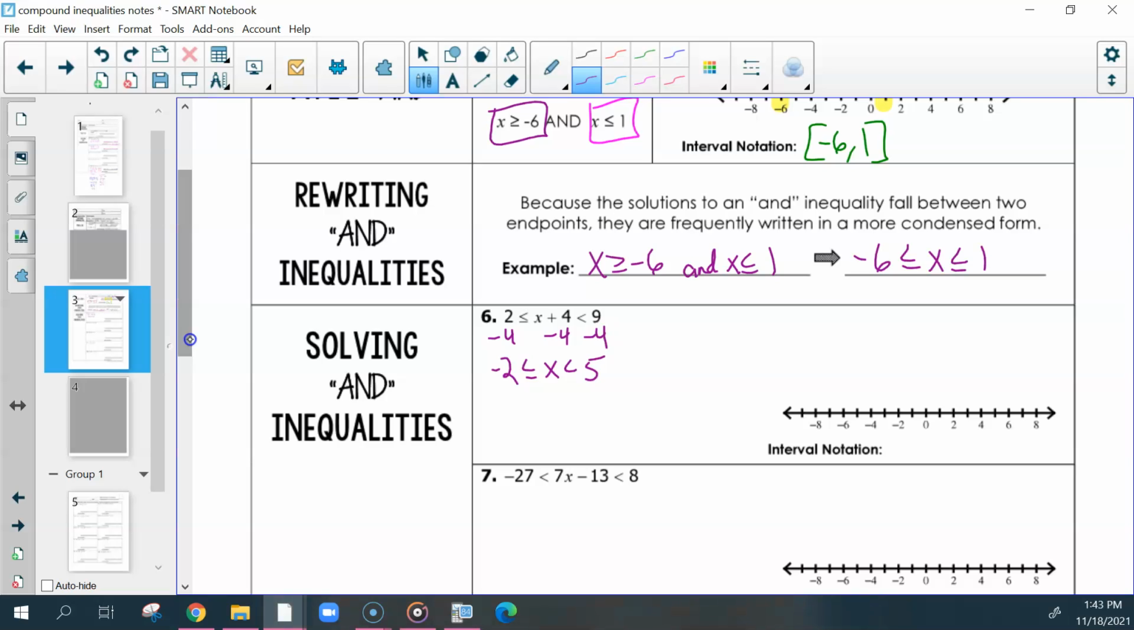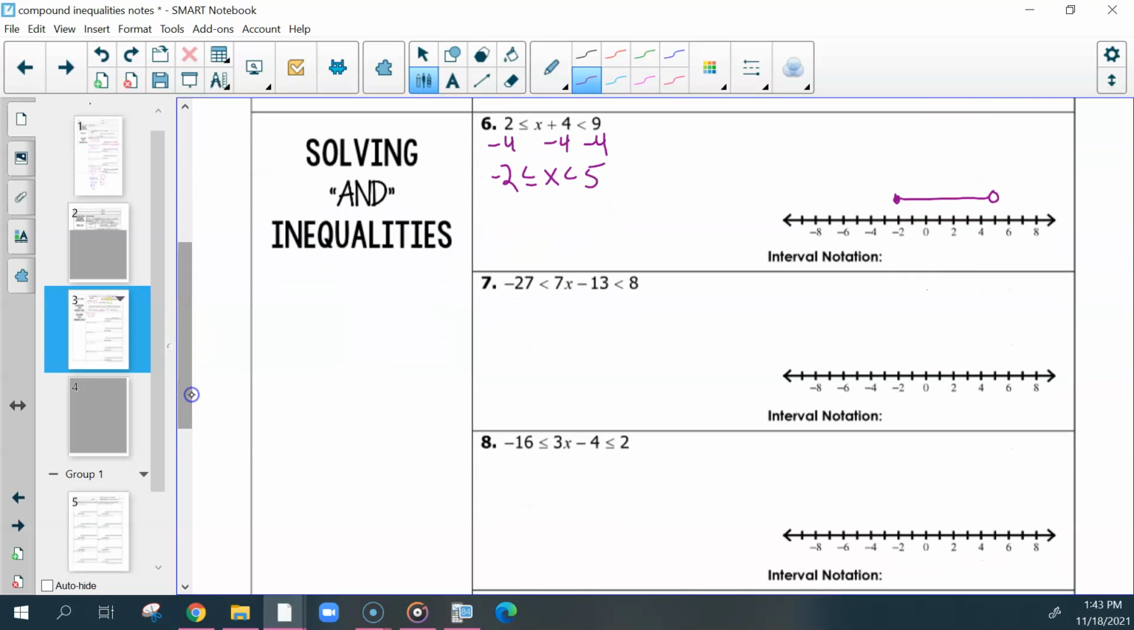What's nice about this is that because it's already in that format, we don't have to draw the arrows and erase the arrows. We can just draw from this to this point. So that would be from -2 with a closed circle to +5 with an open circle, and I would connect those two. Let's do a couple more. And let's do the interval notation first. So from -2 to 5 would be a square bracket, -2, comma, 5 with a parenthesis.